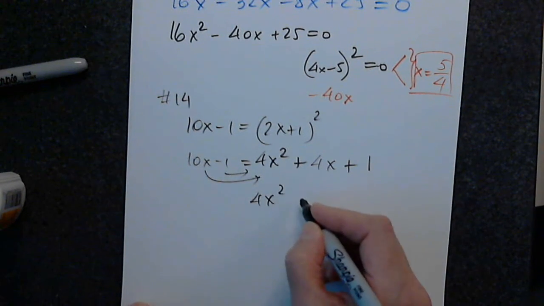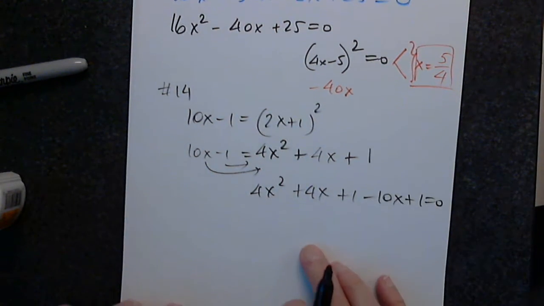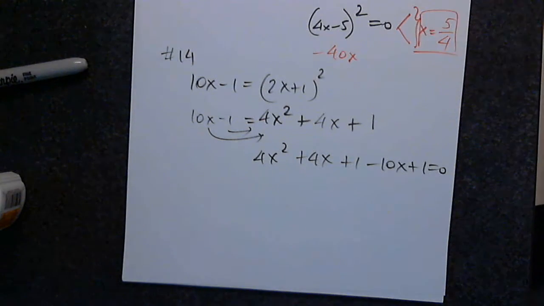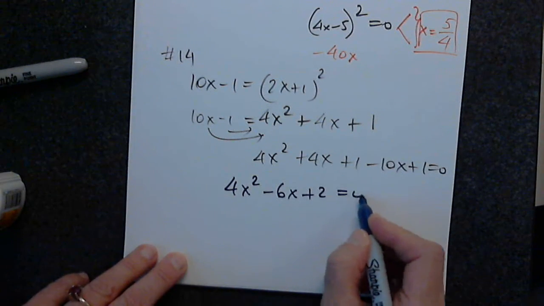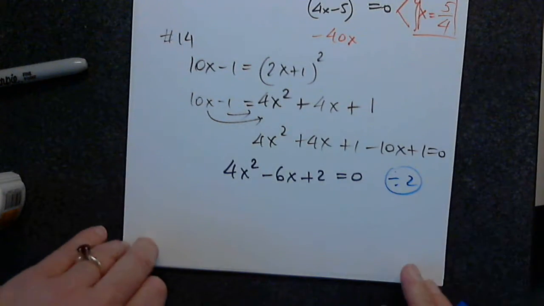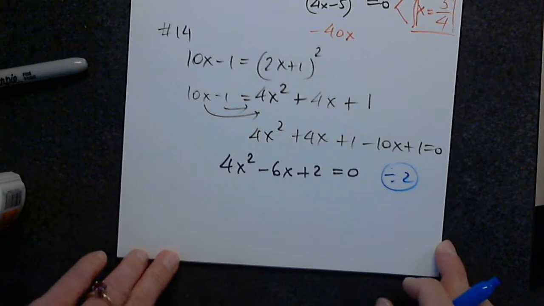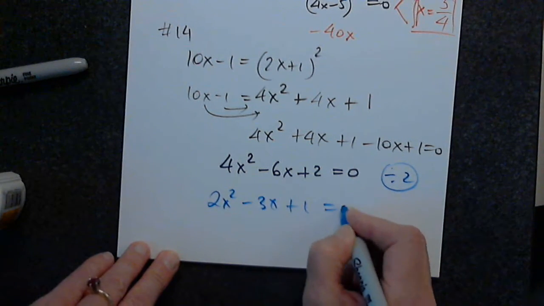So now let's move these terms to the other side. So we have 4x squared plus 4x plus 1 minus 10x plus 1 equals 0. What is the next step? Yes, awesome. So we have 4x squared minus 6x plus 2 equals 0. I always hope to be able to simplify a little bit. Can I simplify a little bit? Yes. Because it's an equation, I can get rid of the common factor. I don't have to keep it as a factor in front. So this will be 2x squared minus 3x plus 1 equals 0.